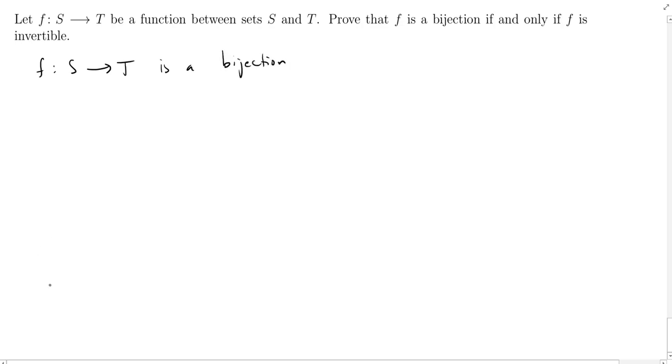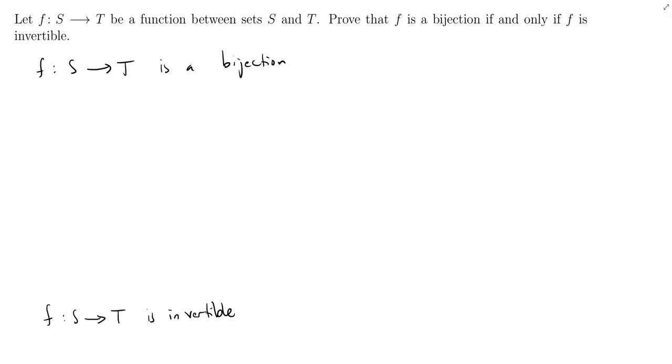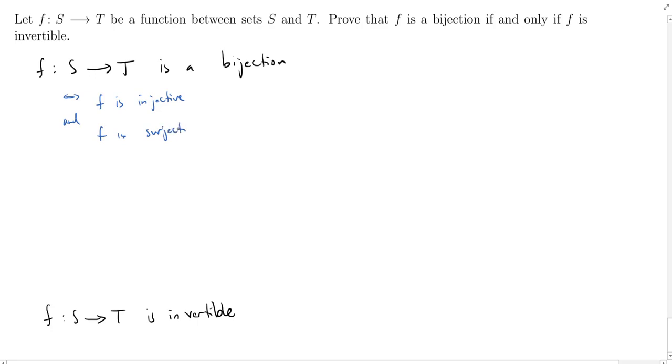And at the bottom of the screen, we want to know what it means for f from S to T to be invertible. And hopefully we can find our way to combining these things in the middle. So what does it mean that f is a bijection? This is equivalent to saying that f is injective and f is surjective. Okay, well, we better understand what those things mean.